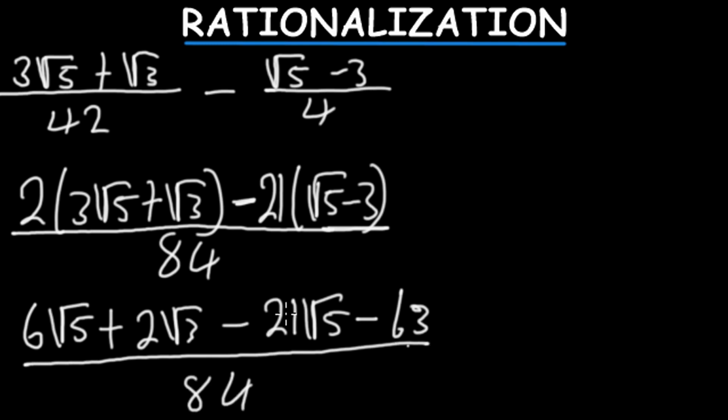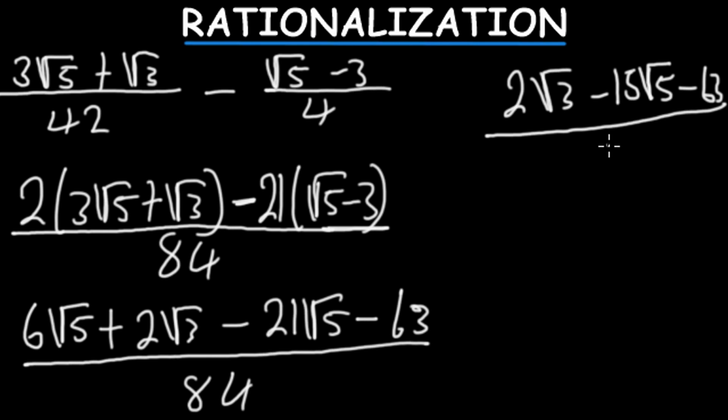Okay. Now, it turns out that 21 root 5 and 6 root 5 are like terms, so we can add them together. So 6 root 5 minus 21 root 5 should be minus 15 root 5. So it means we are going to have our final result to be 2 root 3 minus 15 root 5 minus 63, all divided by 84. So basically, that should be our final answer.